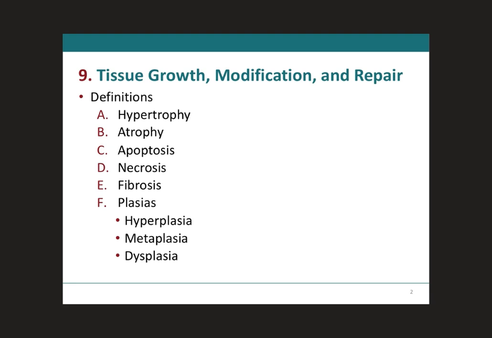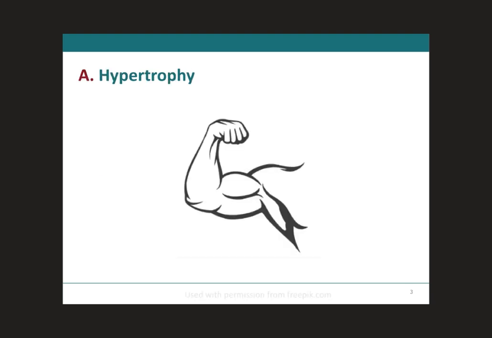Let's define these terms so that we can have a better understanding of what they mean and how they will affect our bodies. Hypertrophy is defined as an increase in the size of tissue without the process of cell division, meaning that the number of cells will remain the same. However, the cells will increase in size, as hyper means more and trophy means nourishment.